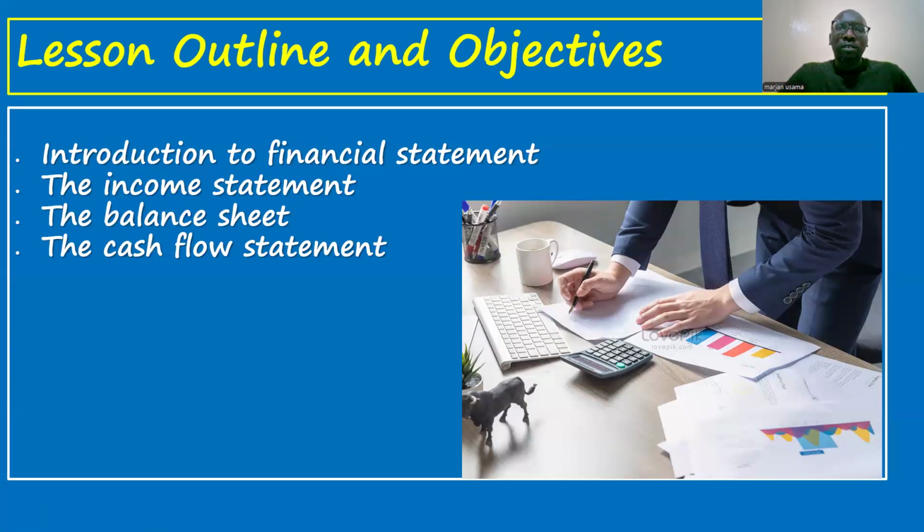So this is the lesson outline and objective. So number one, we shall be introducing the concept of financial accounting. Then number two, we shall discuss the income statement. Then in our next lesson, next week, we shall be talking in detail about the balance sheet and the cash flow statement.